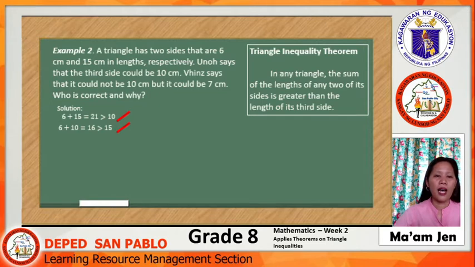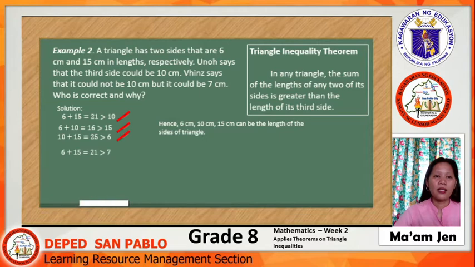Next, how about the sides 10 and 15? 10 plus 15 is 25. Is 25 greater than the third side, 6? That is correct also. Now, we can say that 6 centimeters, 10 centimeters, and 15 centimeters can be the lengths of the sides of a triangle.